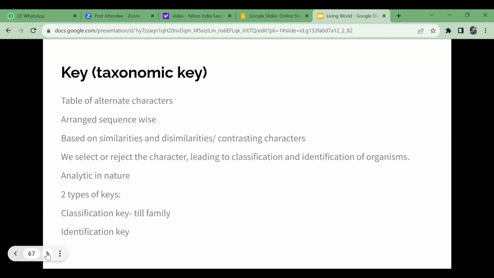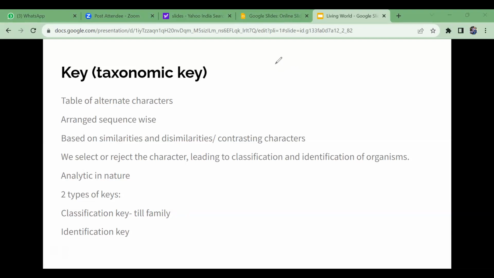There are two types of keys. Classical key is only till family, and identification key you can identify till the end. You don't need this, but you have to just remember it is analytical in nature. I hope you all know what is a key. I can give you an example if anyone did not understand.